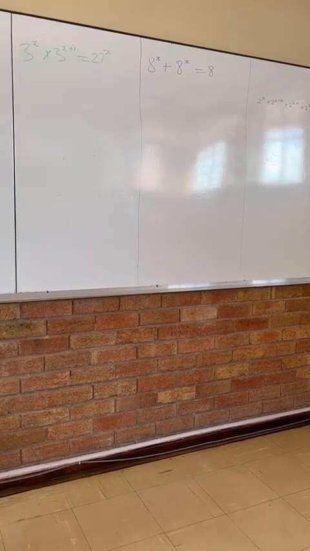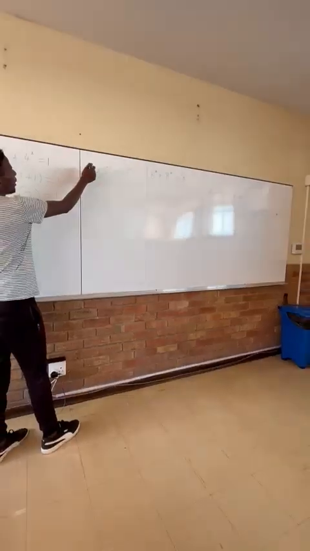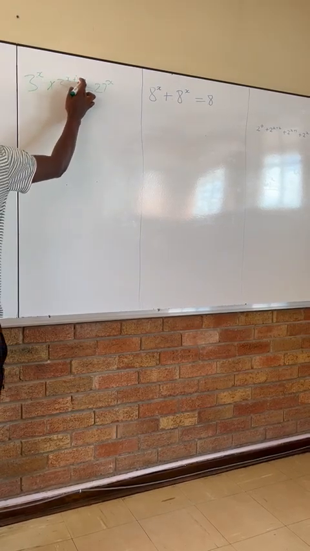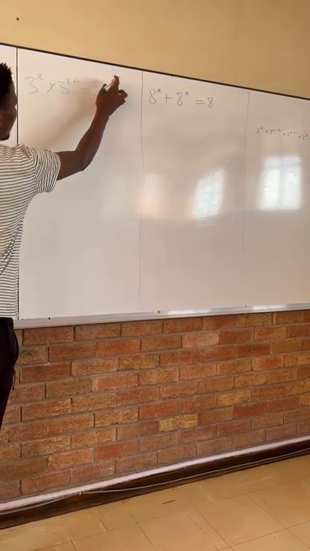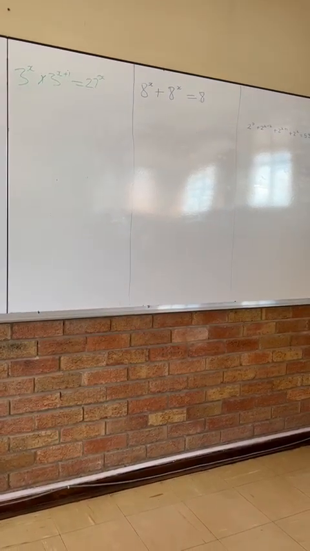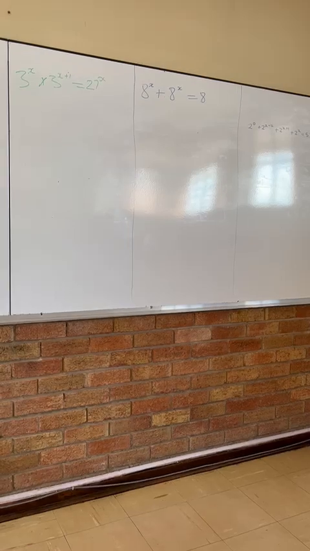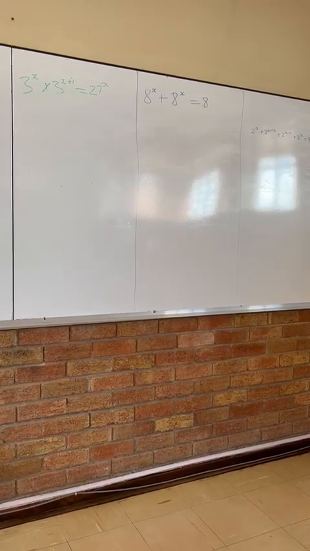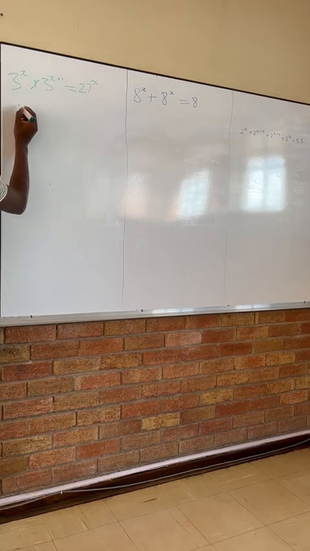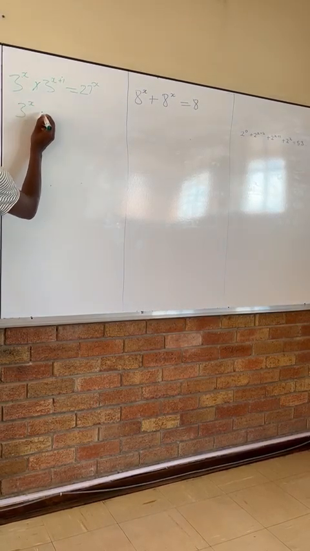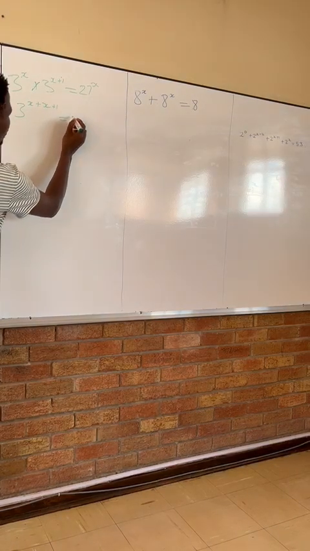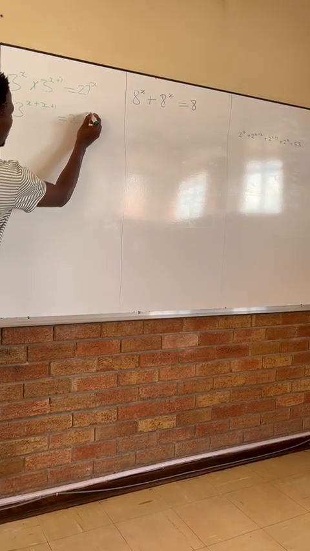We have our equation: 3 to the power of x multiplied by 3 to the power of x plus 1 is equal to 27 to the power of x. So, the thing we are going to start with is the left hand side. If you have the same bases, we add the exponents. So, we will have 3 to the power of x plus x plus 1 is equal to 27 to the power of x.